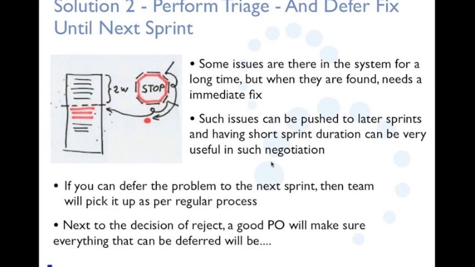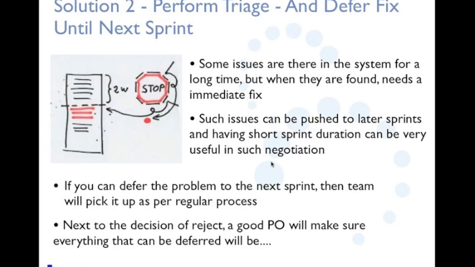Solution two. So solution two is about, you definitely do this extension of solution one, and instead of taking it as part of the sprint, you see if it could be deferred, you can defer the fix to the next sprint. So often we also see that there are some issues which are on production for very long, but as soon as they're found, the stakeholder says we need an immediate fix, which is quite annoying many times.